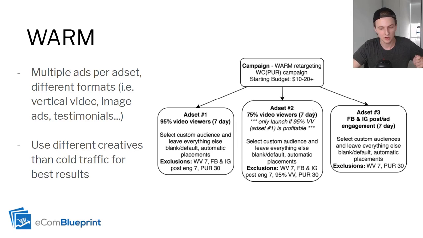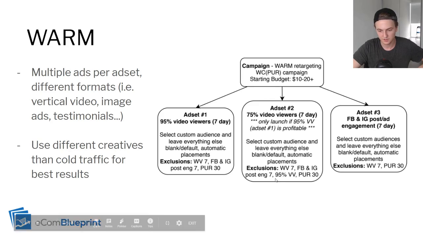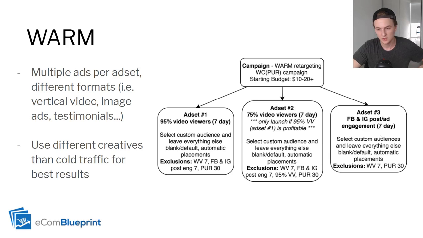And this one is almost exactly the same thing. You select the custom audience, so you select 75% video viewers. Then it's all the same exclusions as the first one, but you also want to exclude 95% video viewers because we're already targeting them in the first ad set. This is exactly how you want to set it up, and only launch it if the first one is profitable.